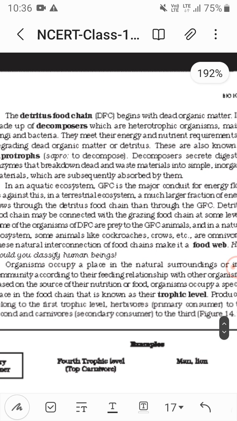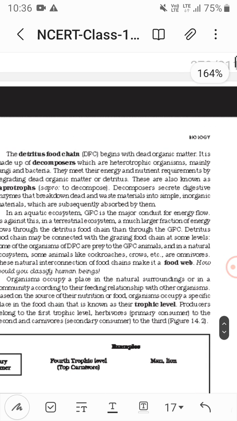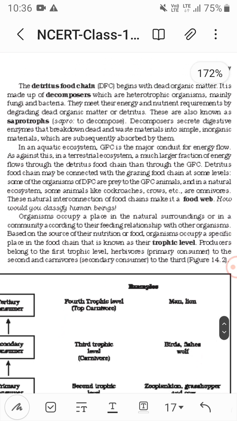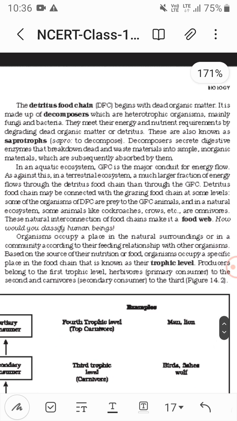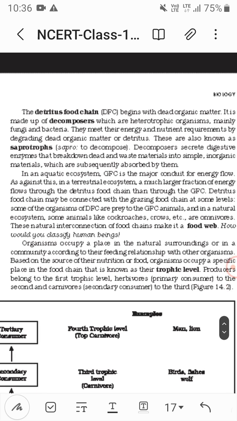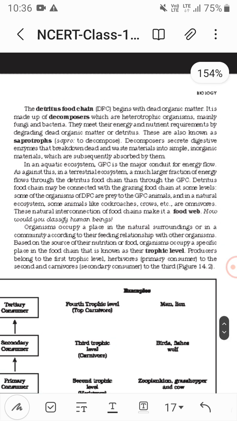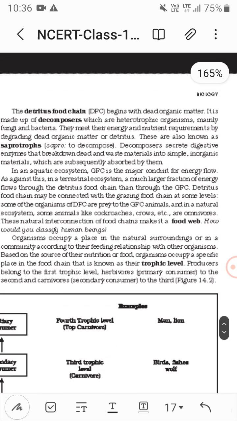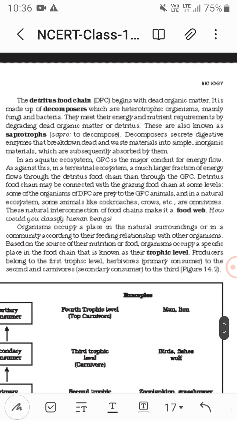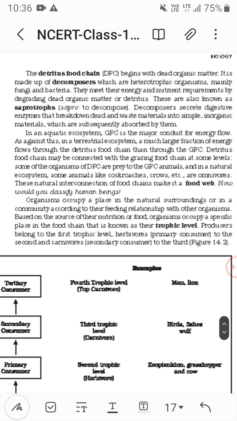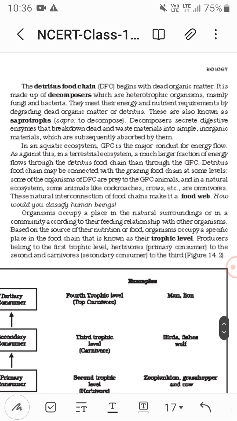Now this is the detritus food chain. DFC begins with dead organic matter. It is made up of decomposers, which are heterotrophic organisms, mainly fungi and bacteria. So these are the decomposers. Saprotrophs are also a type of decomposer. They meet their energy and nutrient requirements by degrading dead organic matter or detritus. These are also known as saprotrophs.